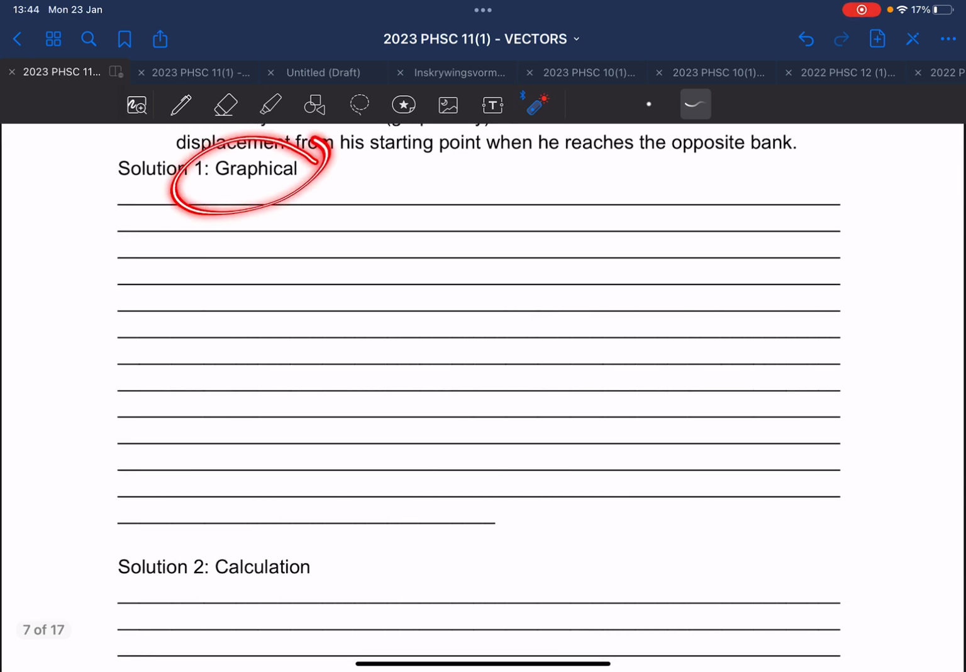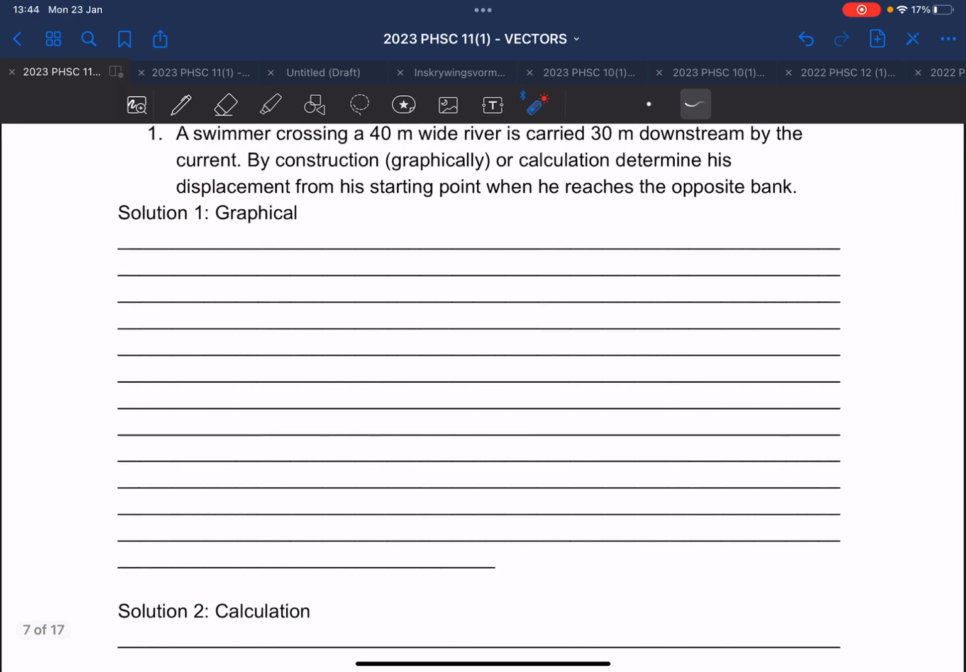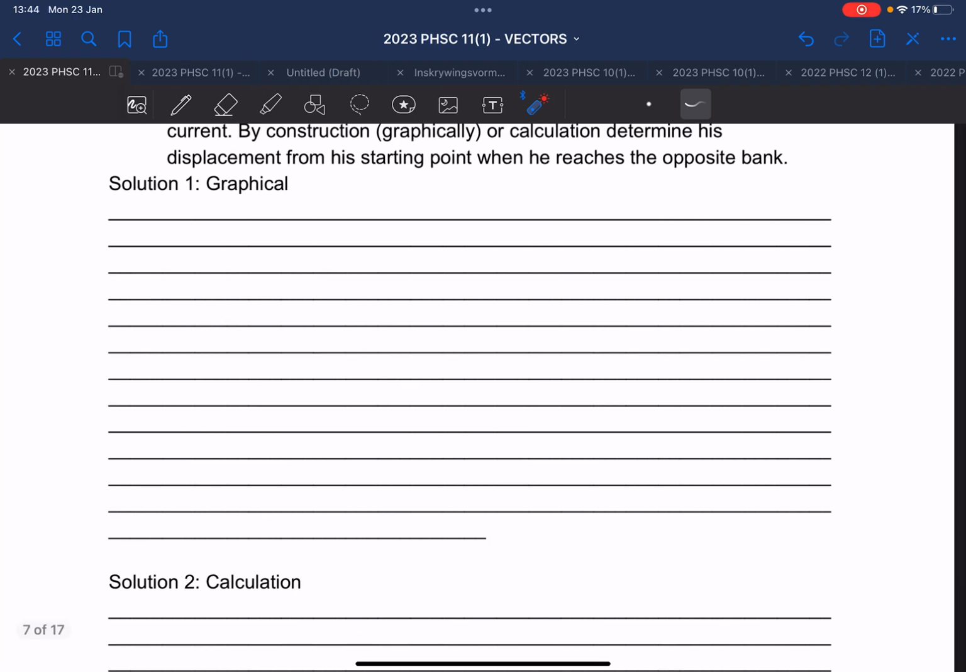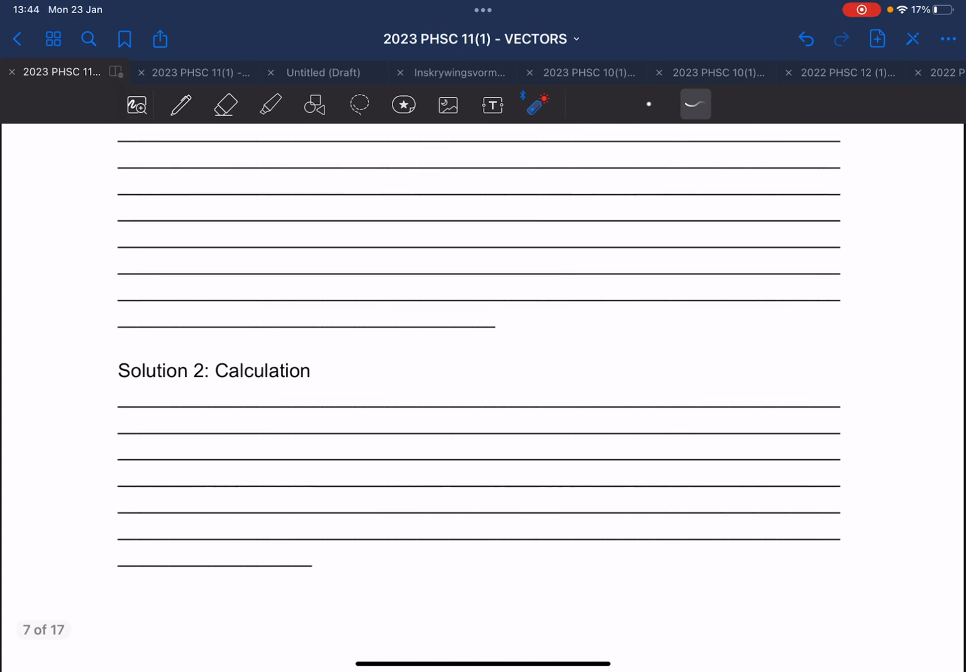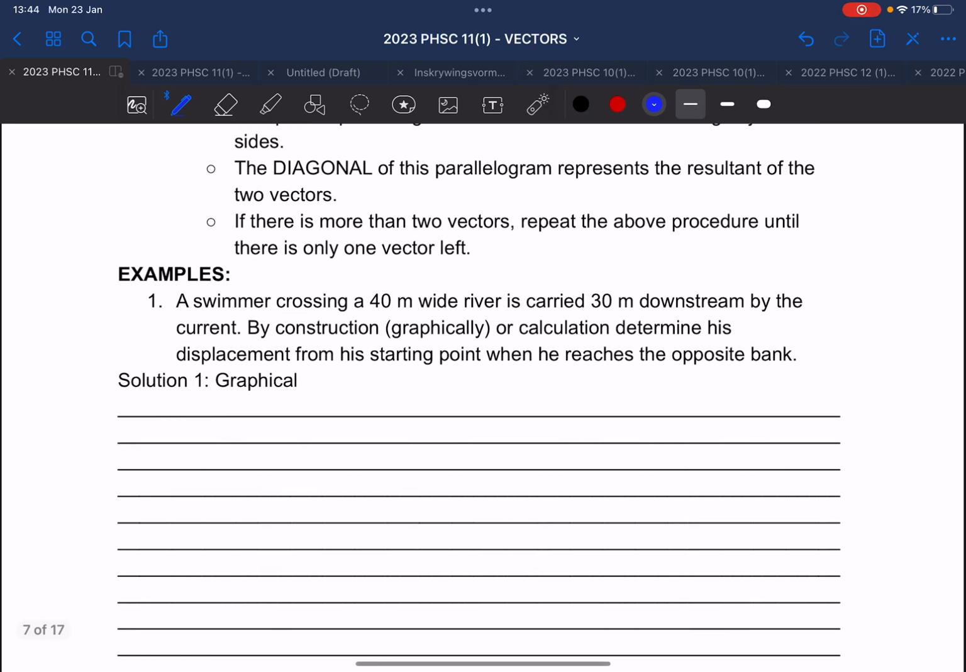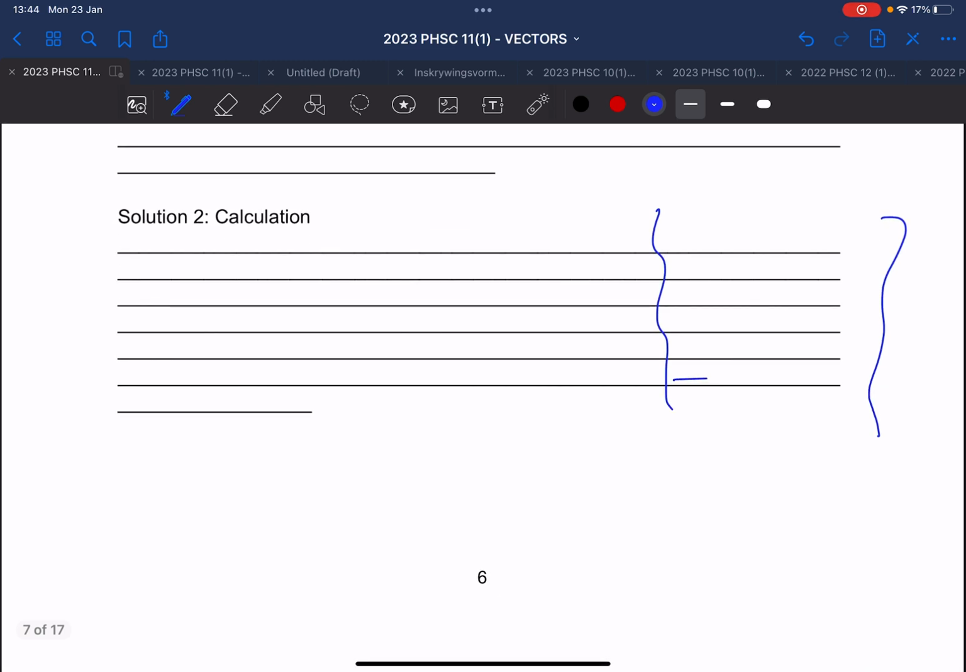Now again, we can do this either graphically or with a calculation. The graphic we're going to do in class. So I'm going to do the calculation. They say a swimmer crossing a 40 meter wide river is carried 30 meters downstream by the current. By construction, so that's graphical, or calculation, determine his resultant displacement from his starting point when he reaches the opposite bank. Okay, picture, drawing, always. So there's my river. The river, they tell us, is 40 meters wide, and the current takes you 30 meters downstream.